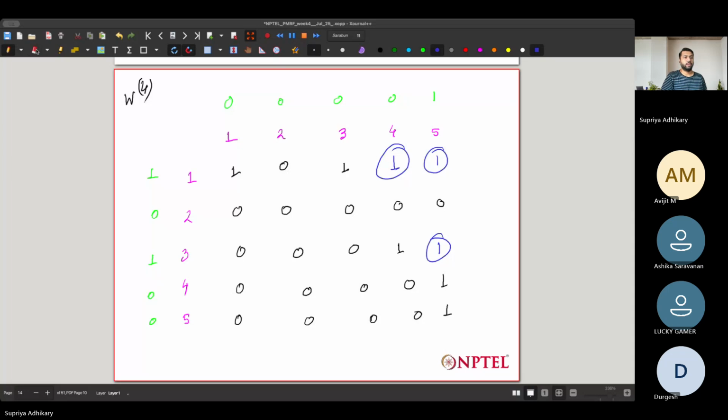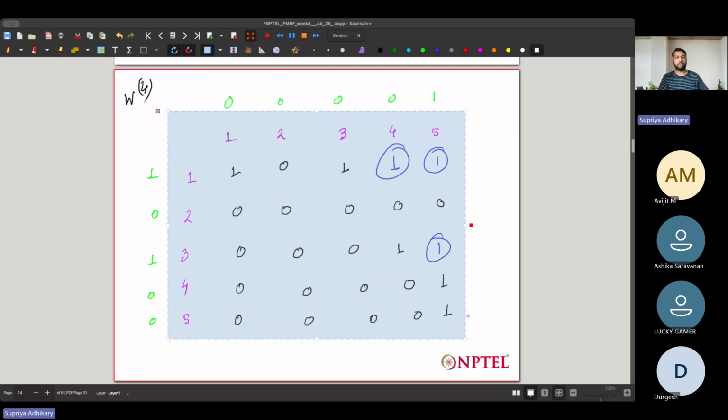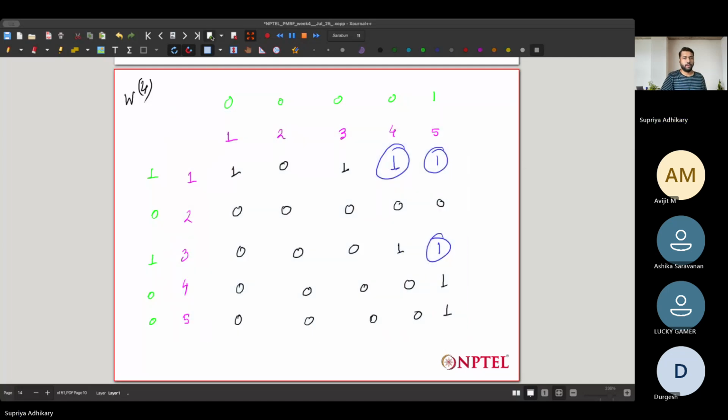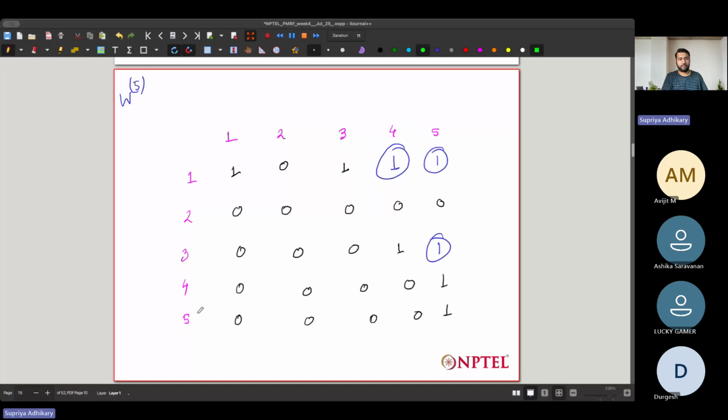Since there are 5 elements, we have to go from W1 to W5. Therefore, we need one more step. So we copy W4 and we need to update W5. For W5, we need the 5th row and 5th column. Sorry, the 5th column should be 1 0 1 1 1.